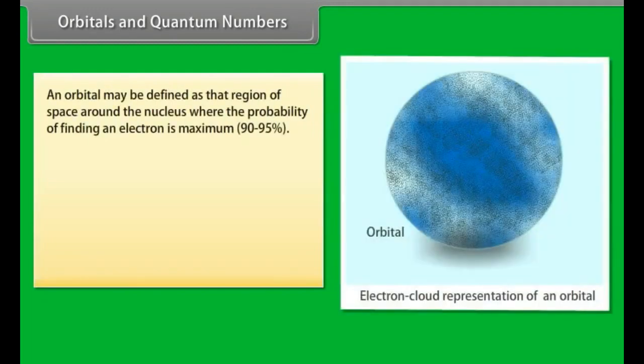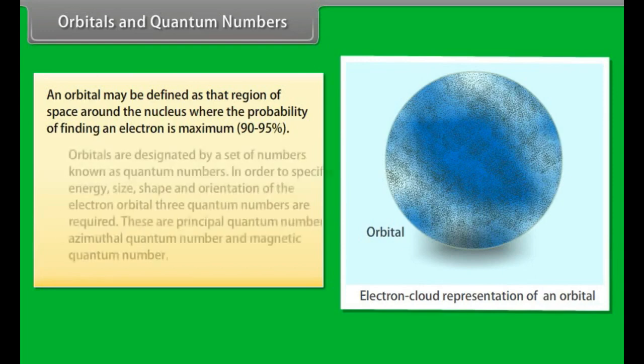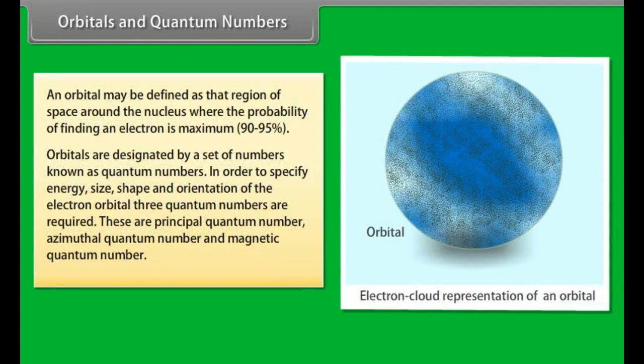Orbitals and quantum numbers. An orbital may be defined as that region of space around the nucleus where the probability of finding an electron is maximum. Orbitals are designated by a set of numbers known as quantum numbers. In order to specify the energy, size, shape, and orientation of the electron orbital, three quantum numbers are required. These are the principal quantum number, azimuthal quantum number, and magnetic quantum number.